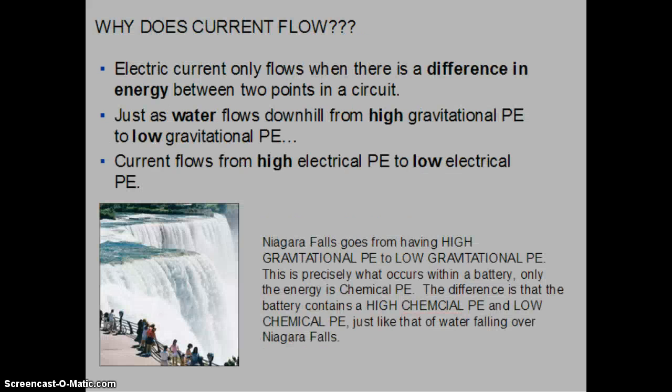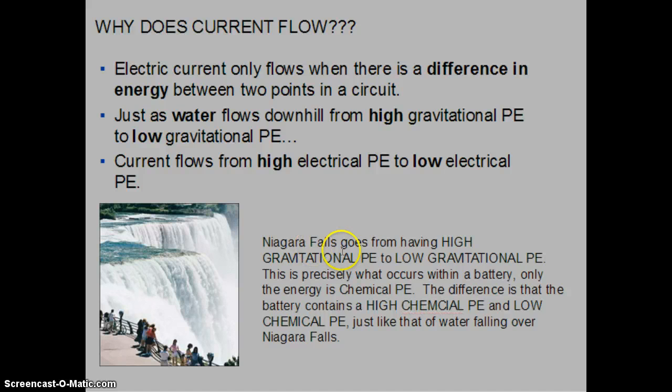So why does current flow? Well, just as there is a difference in energy between two points, say from dropping a ball off the ground to the ball resting on the ground, there are different amounts of energy. So water flows downhill from high gravitational potential energy to low gravitational potential energy. Well, current flows from high electric PE to low electrical PE. So from high to low. So we've created this difference that's always going to flow the equivalent of downhill.